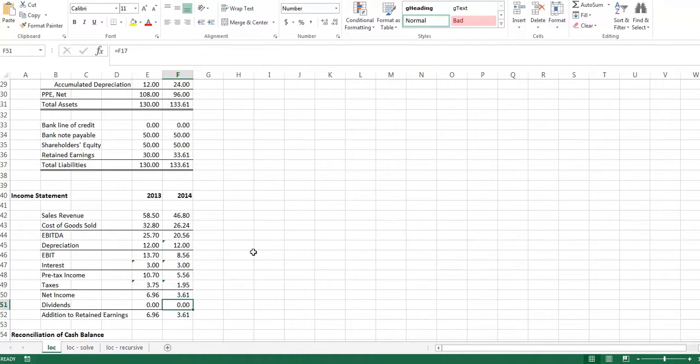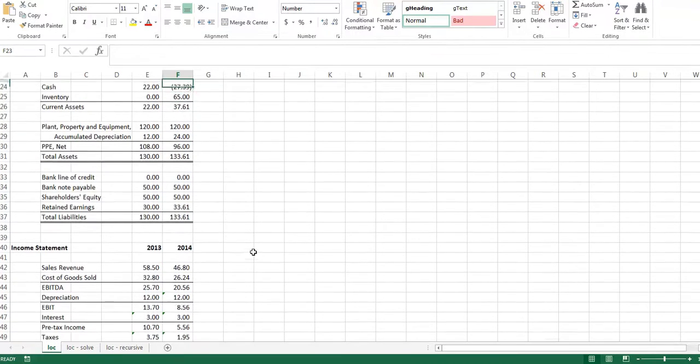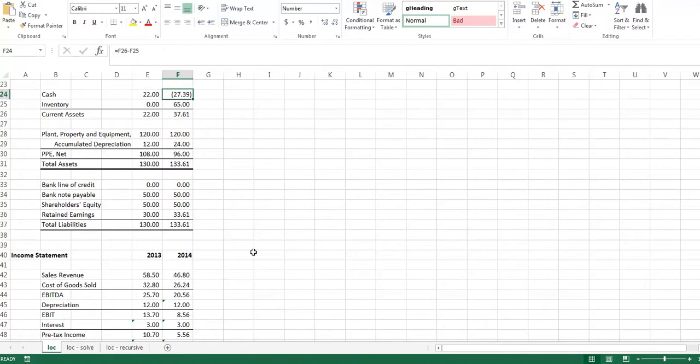But the bottom line is, this is what we would expect, right? We would expect that we would have a balance sheet where assets are equal to liabilities, and by the way, I should just add stockholders equity. My bad, I'm sorry, I keep forgetting to do that.